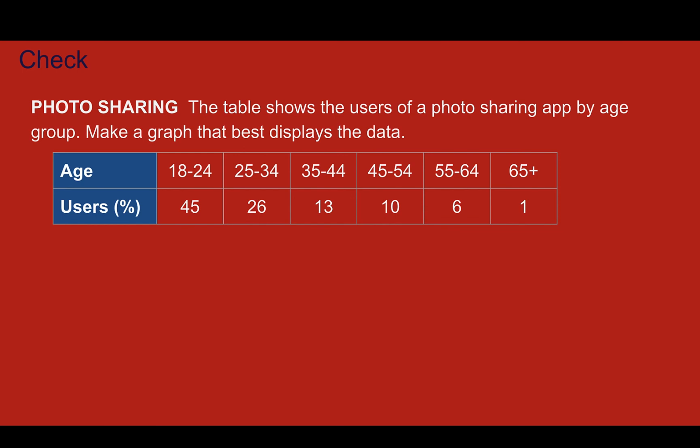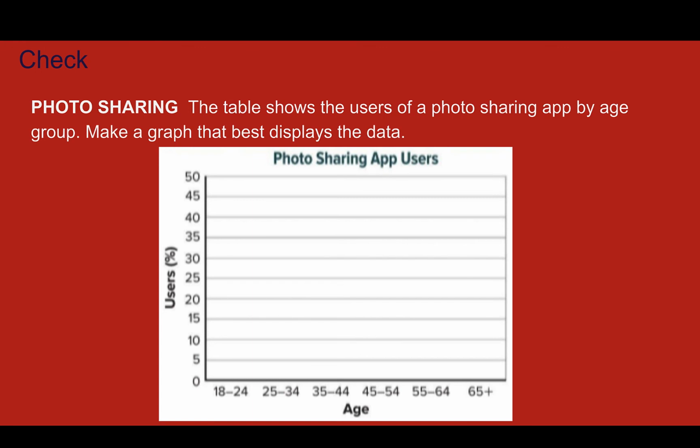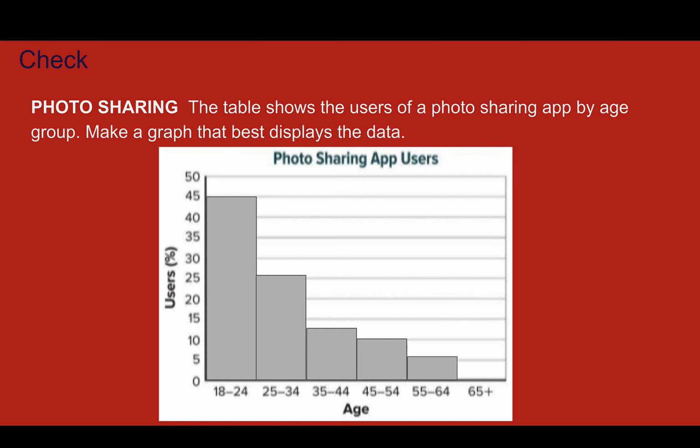Now check to see if you understand making histograms. Read through the context using the table, pause the video now, and create a graph that best displays the data. Check your answer. 18 to 24 had 45%. 25 to 34 had 26%. 35 to 44 had 13%. Then we had 10% and 6%. Finally, our last group, 65 and older, was just 1%.